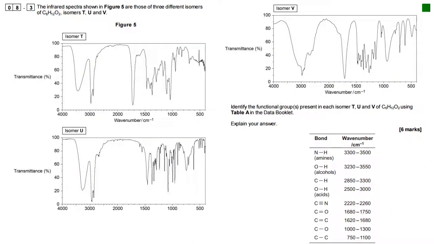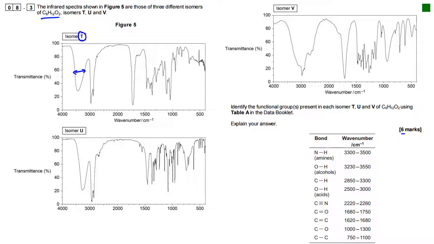Okay, moving on to 8.3 quickly, because this is not that tricky. I've cut and pasted the question here plus the table from the data sheet. And so we've got 3 isomers with that molecular formula, and we've got their infrared spectrum for each one, and we've got to identify them using the peaks and the wave numbers. Okay, 6 marks, so that means we're going to need to say 2 things per isomer. So let's start with isomer T.